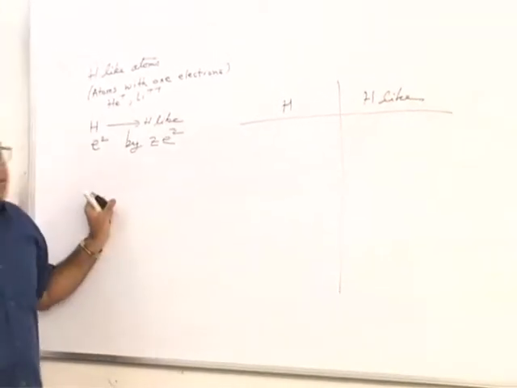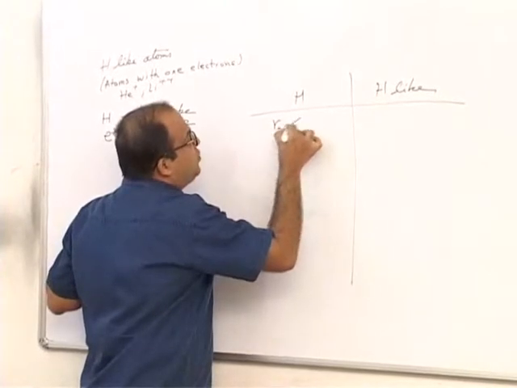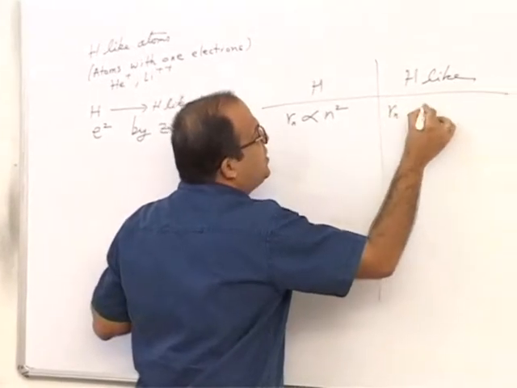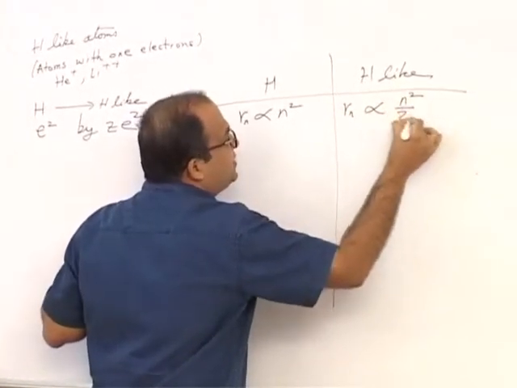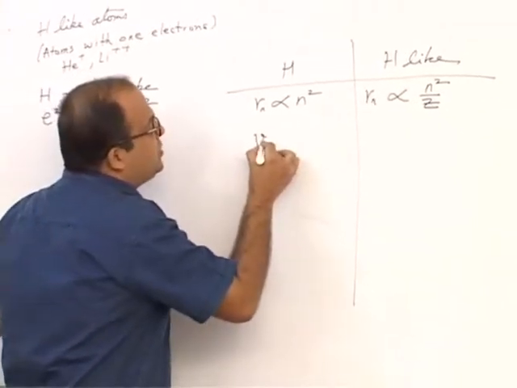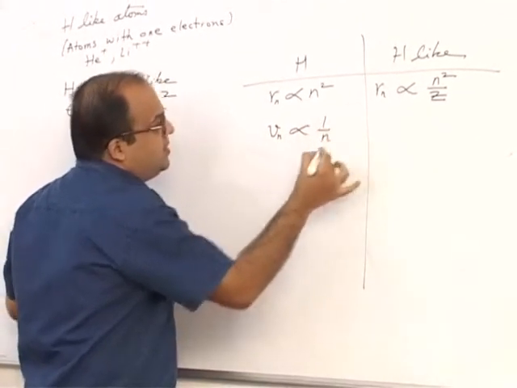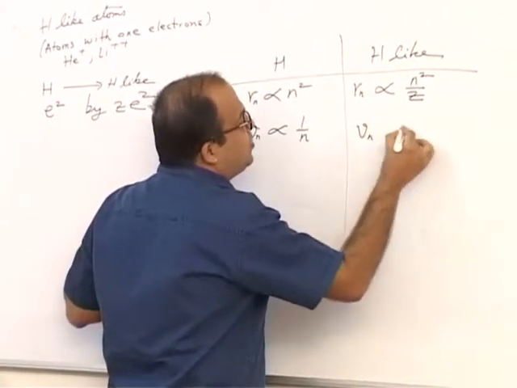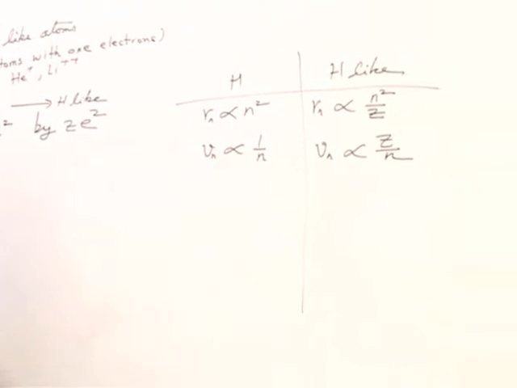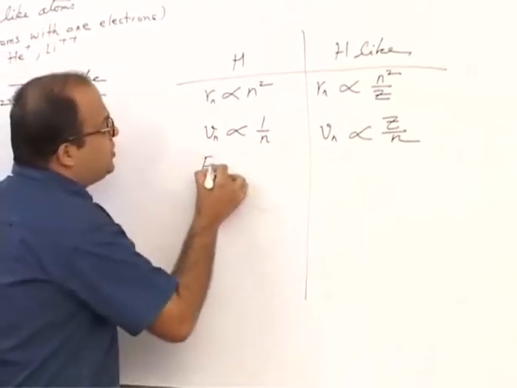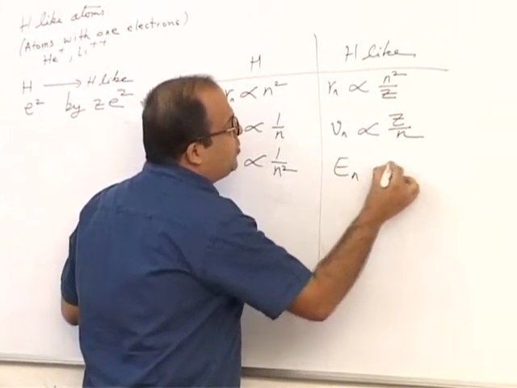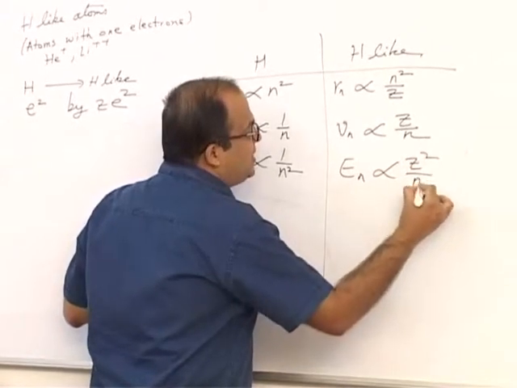We have seen for hydrogen, the radius is proportional to n square. For hydrogen-like, the radius will become proportional to n square upon Z. For hydrogen, the velocity is proportional to 1 by n. For hydrogen-like, the velocity is proportional to Z by n. For hydrogen, the energy is proportional to 1 by n square. For hydrogen-like, the energy is proportional to Z square upon n square.